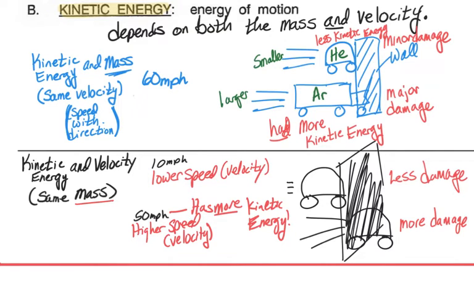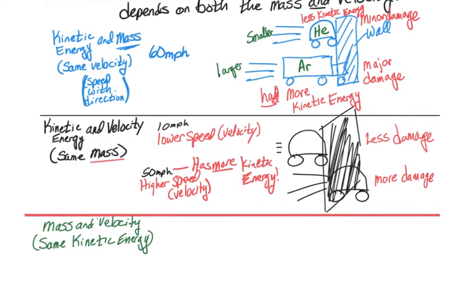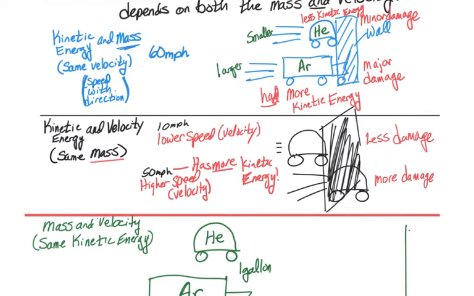Now, what happens when I have the same kinetic energy and I'm looking at the comparison of mass and velocity? In this case, I'm going to use objects of two different masses. Again, we're going to use the VW bug and the semi-truck. I give them each 1 gallon of gas. Let's say that's how much energy I have currently as potential energy in the form of gasoline, but once it starts moving, it turns into kinetic energy.